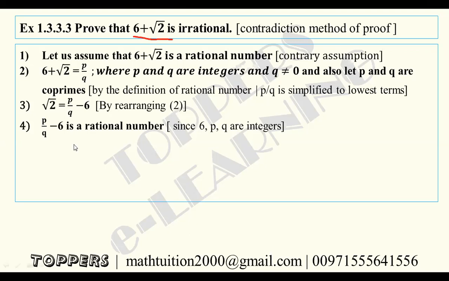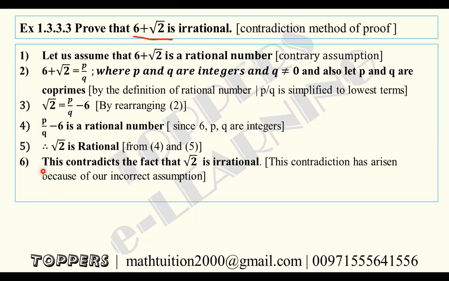Fine. Next step, since this RHS p by q minus 6 is a rational number, we can state that root 2 is also a rational number. Therefore, root 2 is rational from statements 3 and 4. Statement 3 says root 2 equal to p by q minus 6. Statement 4 says p by q minus 6 is a rational number. If the RHS is a rational number, undoubtedly the LHS will also be a rational number. So that's why we state that root 2 is a rational number, but it is a contradiction. We know root 2 is irrational.